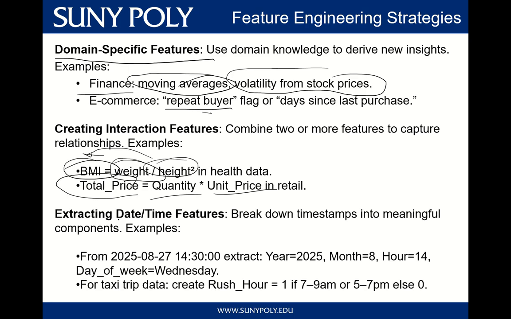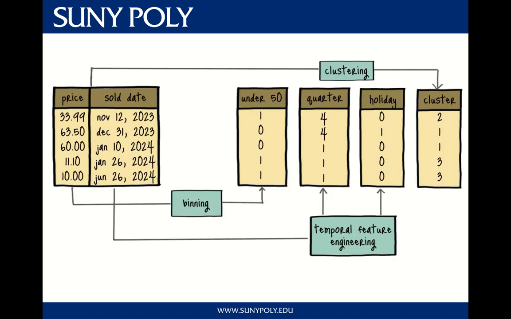When you have times and dates, you can break them down. For example, imagine that in your dataset you have a column with this information: 2025, August 27, and then you have the time, the hour. It is possible to extract some specific features: the year, the month, the hour, the quarter if you want, the day of the week, if it's day or night. So depending on the context of your problem, it will add value to your model.